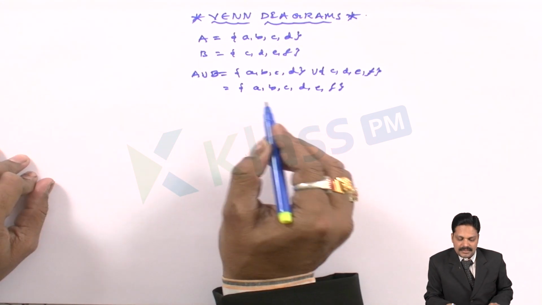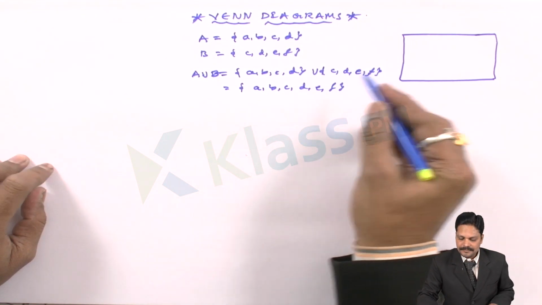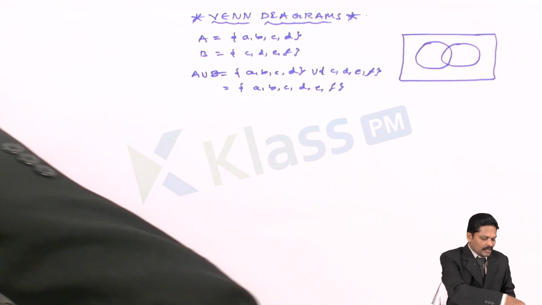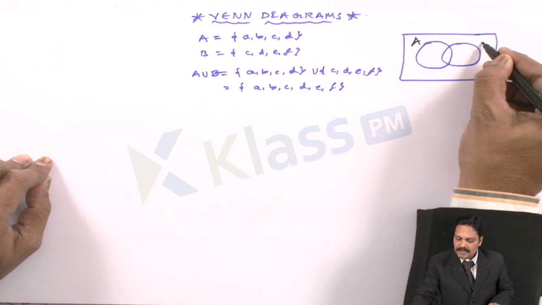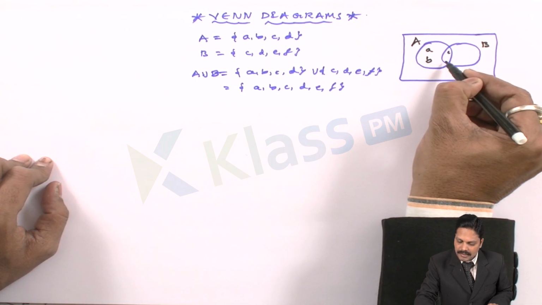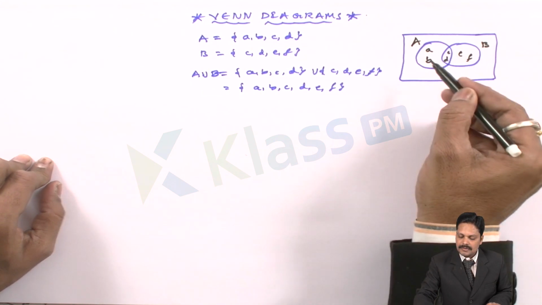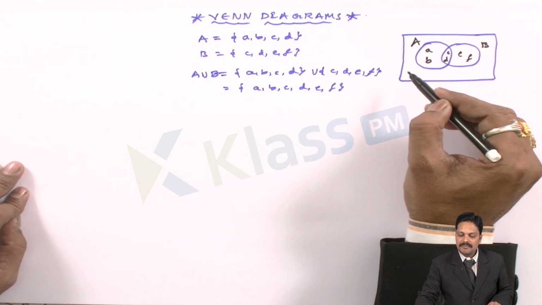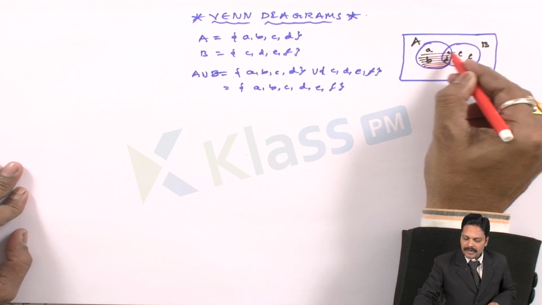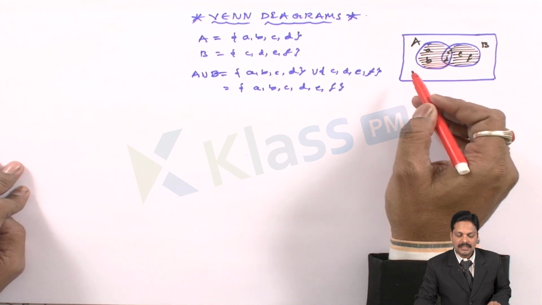How can we represent this set in the Venn diagram? See, I am taking a rectangle, and again I am taking the A set, and one more set I am taking here, B. The A set has some elements and the B set has some elements. So the A set has A, B, C, D, and the B set has C, D, E, F. So here we are representing the union of sets A and B as a Venn diagram. We are drawing it completely shaded with lines. So this is the Venn diagram representation for A union B.